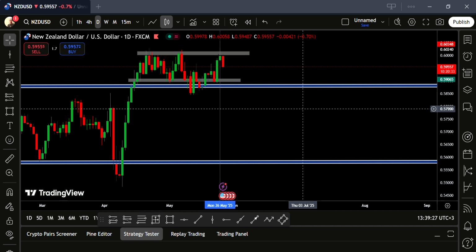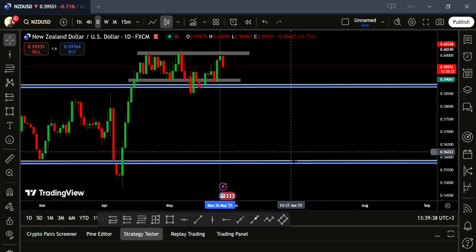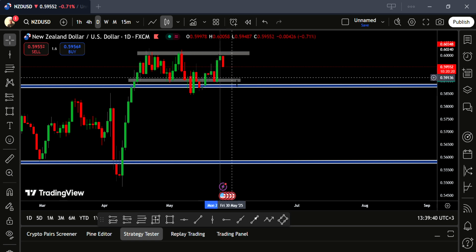Just wait for a head and shoulders or a QM pattern or a double top or a break and retest. You cannot fail to get any one of those. And then enter a sell to the next support, the nearest support. Okay? And then you're good to go.